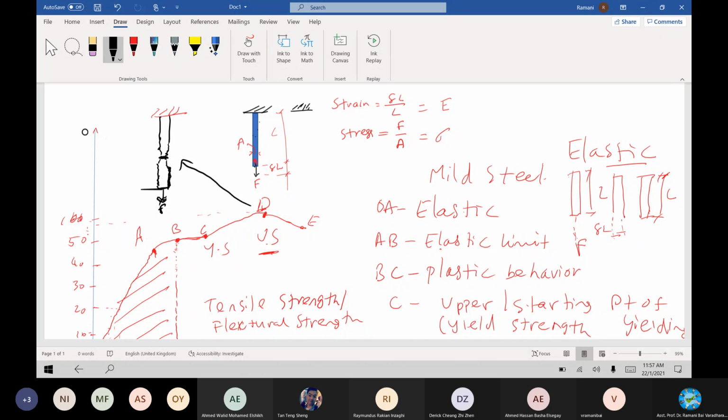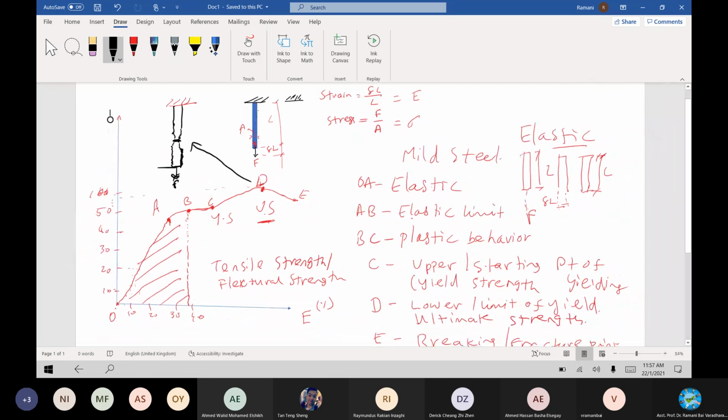Okay, now let me take the diagrams for different stresses, different regions. Any question here? I'm going to close this slide. Any question?